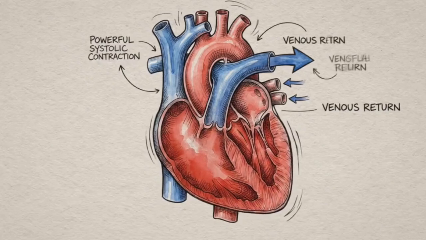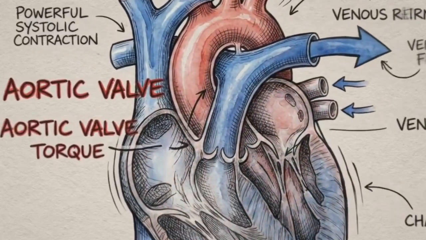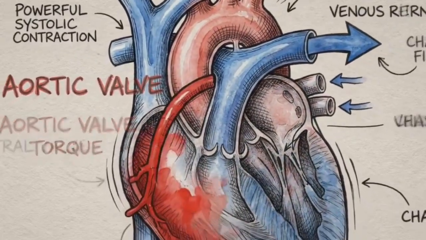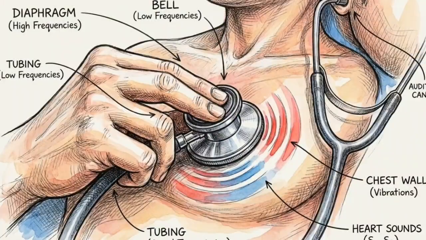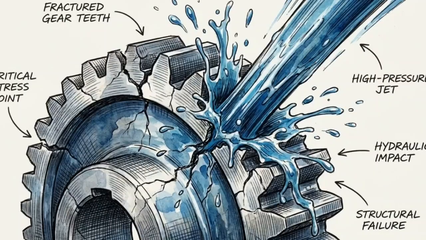This is a machine under constant, violent mechanical stress. When medical professionals first study cardiac valves, the focus usually snaps straight to the audio, memorizing the exact acoustic pitch and timing of a stenosis or regurgitation murmur. A murmur describes the sound of pressurized fluid crashing into a broken mechanical component.